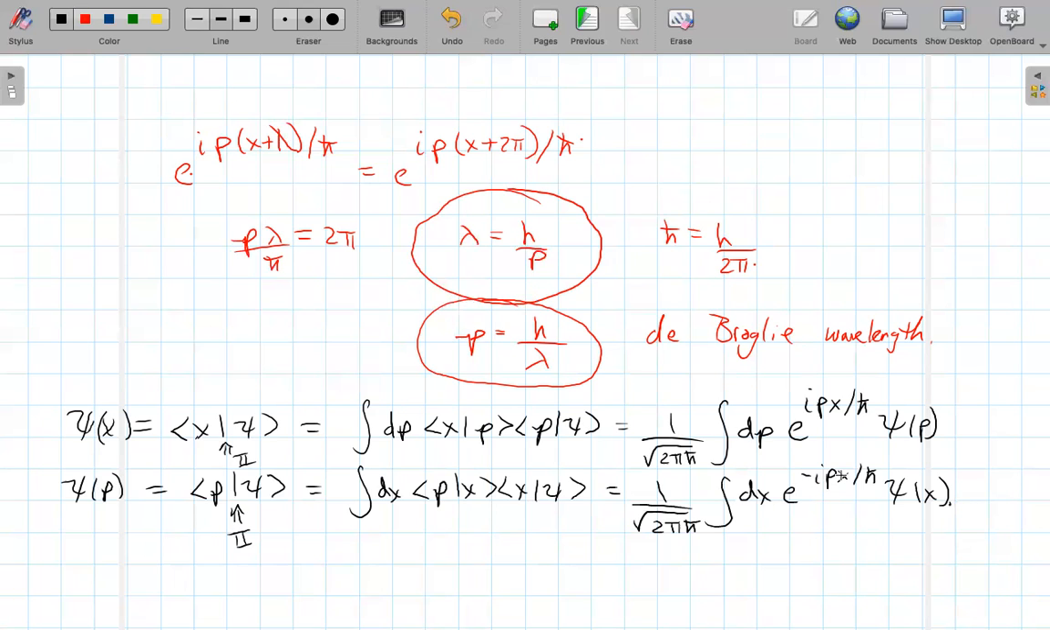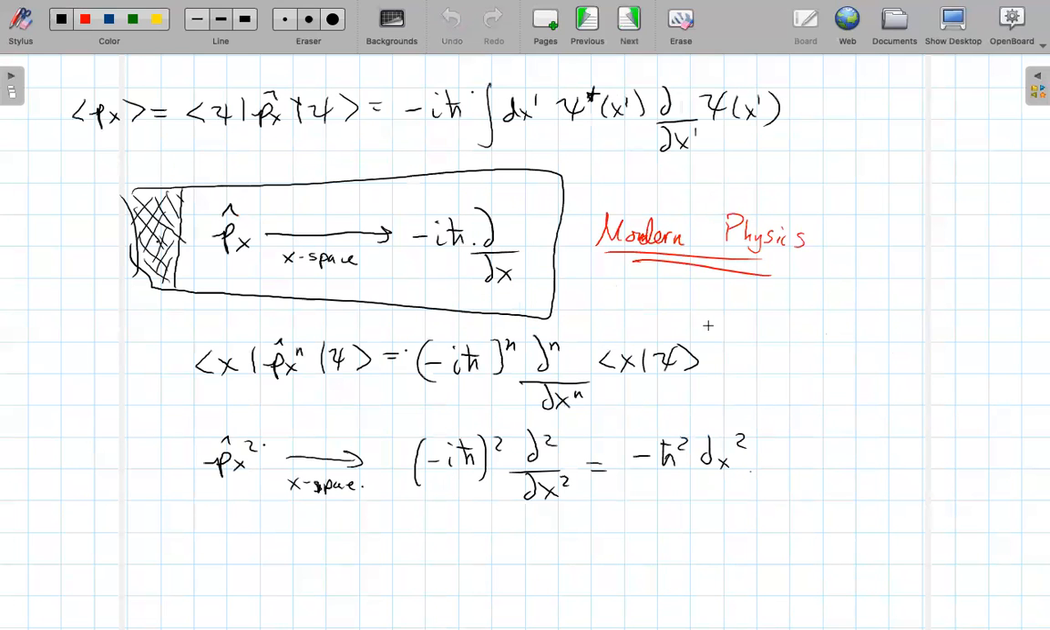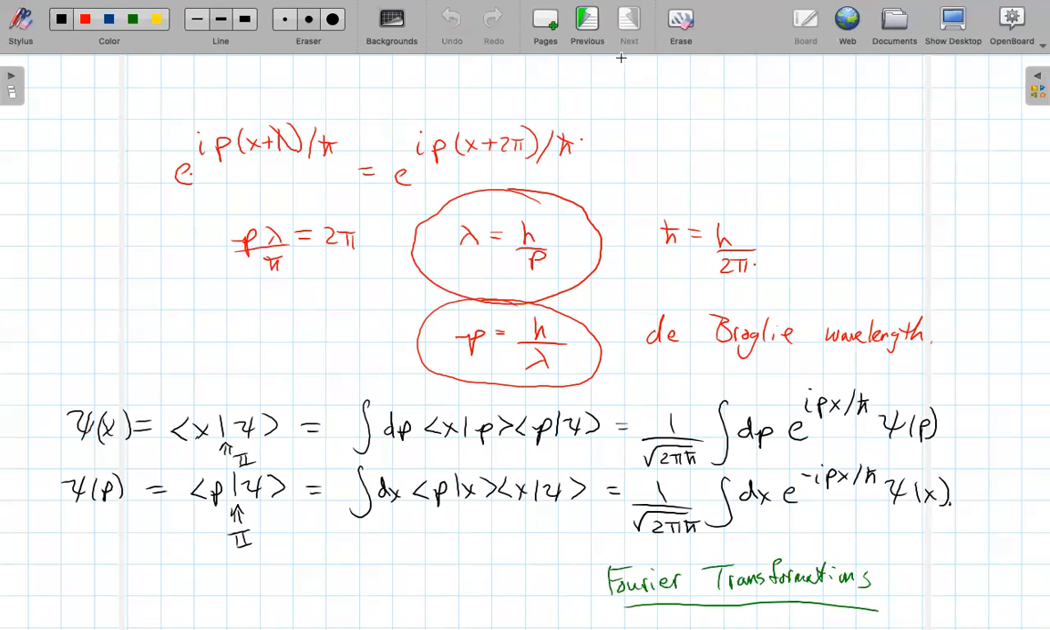Have you seen these things before? It's kind of like Schrodinger's equation. Kind of. I mean, this is what we call Fourier transformations. So these are the Fourier transformations that we talked about in math phys. So basically, all this says is, if I start off in momentum space and I want to go to position space, then I just have to take the Fourier transform of my wave function in momentum space to bring it into position space while integrating over the momentum.